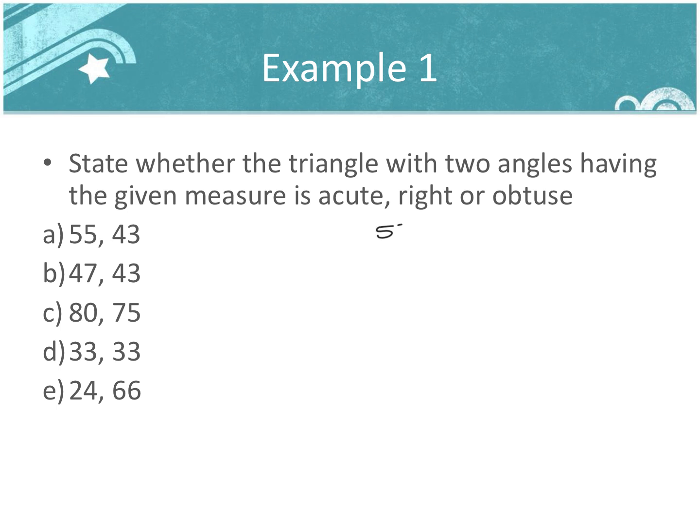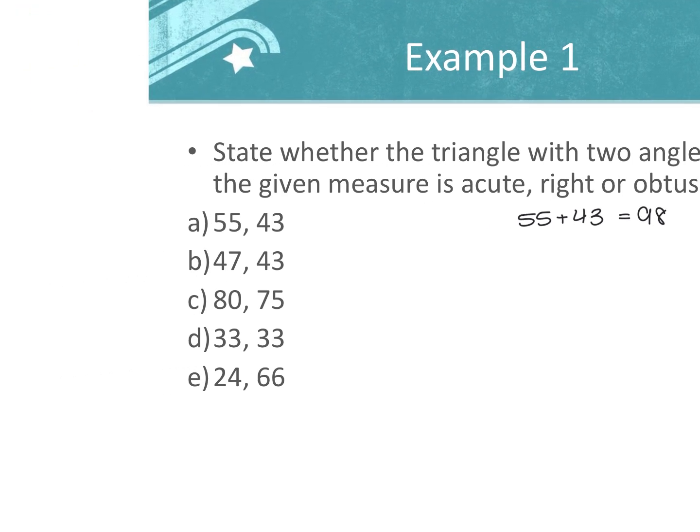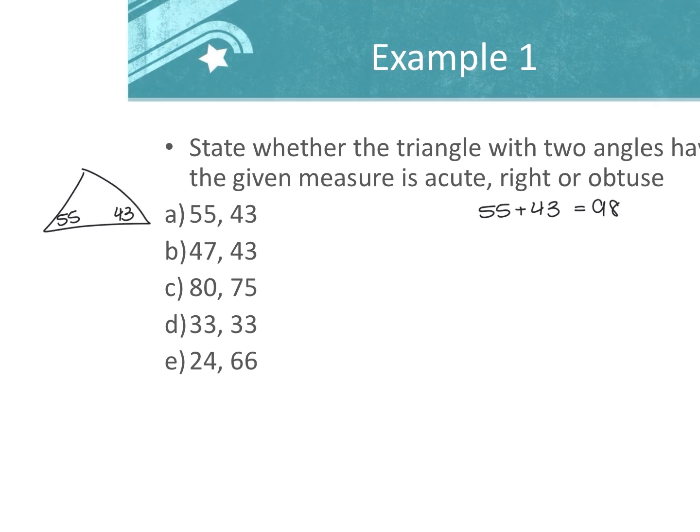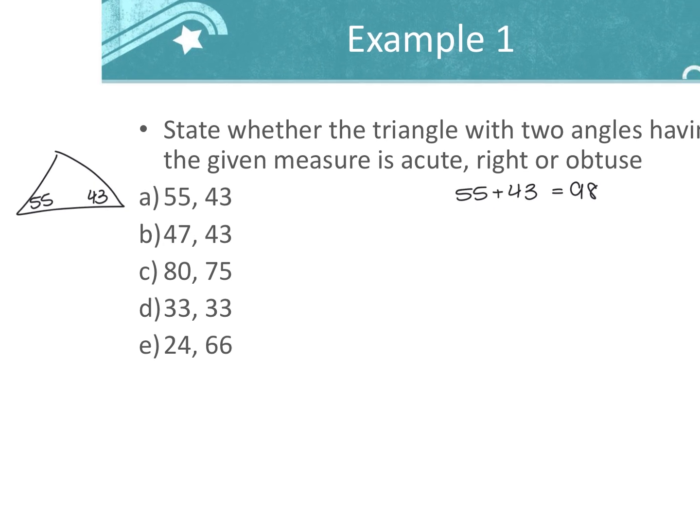So adding them, I have 55 plus 43. I'm going to get 98. If 2 out of my 3 angles add to 98, what kind of triangle do you think this is going to be? Not obtuse, because remember, I did not find the third angle. I'm just kind of figuring out if I were to draw this. This would be 55, this would be 43. That added together is 98. If I want to figure out that third angle, I would have to do 180 minus 98. What's 180 minus 98?